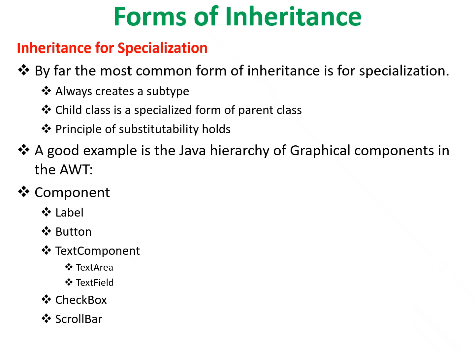Inheritance for specialization. By far the most common form of inheritance is for specialization. It always creates a subtype; the child class is specialized from the parent class. This follows the principle of substitutability. The example is a Java hierarchy of graphical components in AWT: components, label, button, text component, text area, text field, checkbox, and scroll bar.